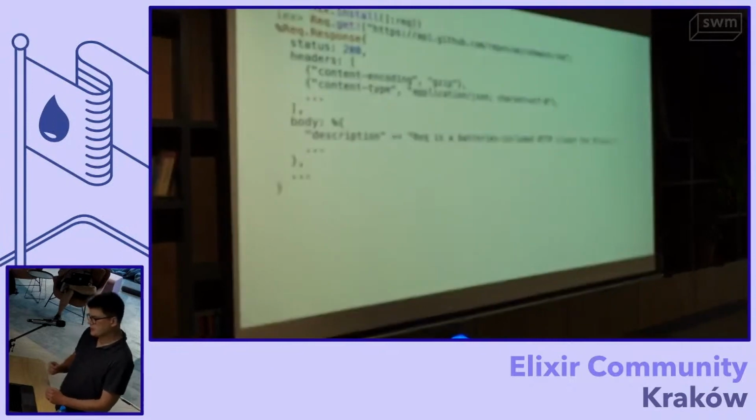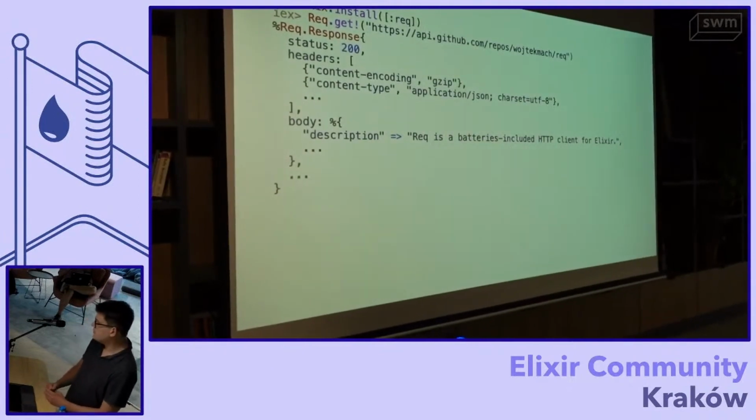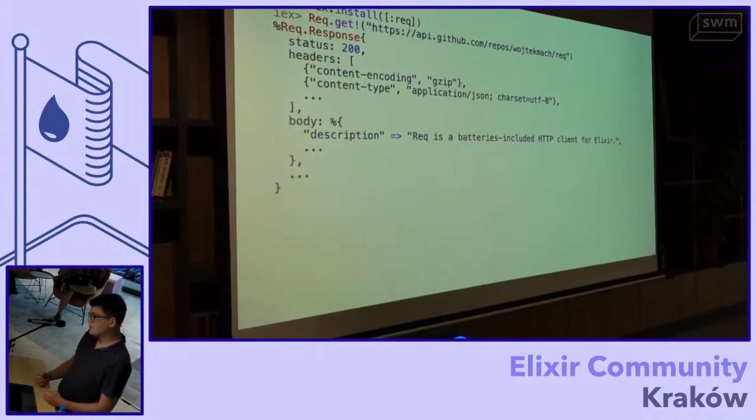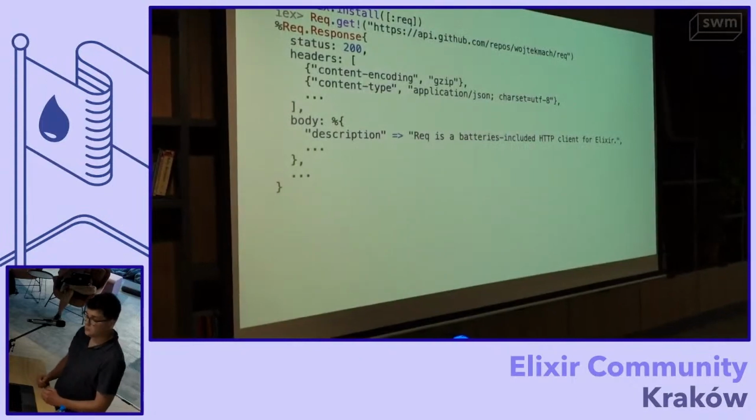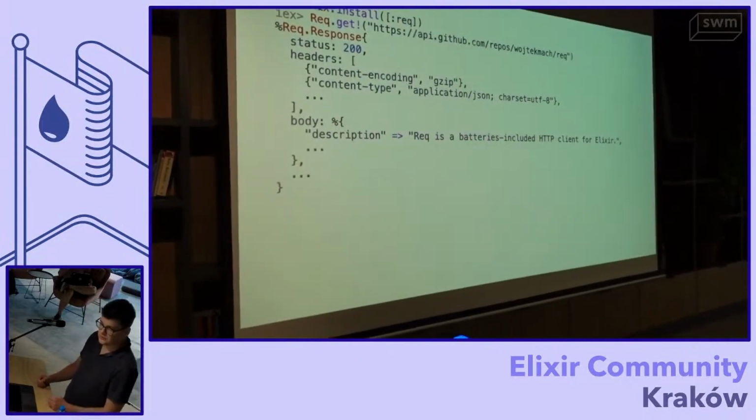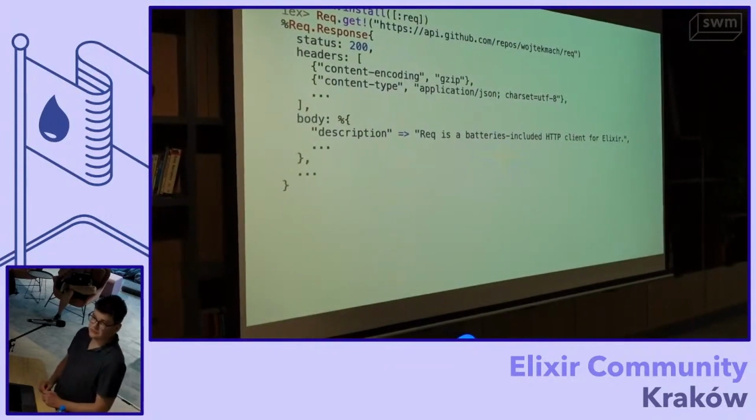And so the headers that I chose to show, the first one is content-encoding, which means that over the wire, the server sent the response compressed using this algorithm, gzip. And when Req sees this header, it will automatically decompress it.